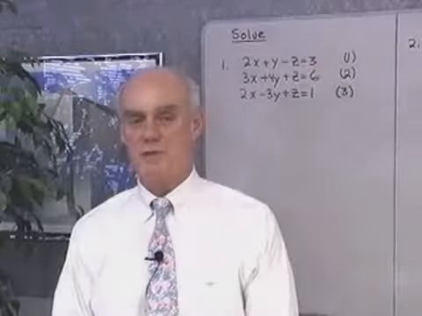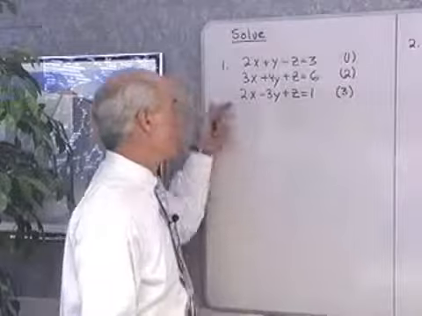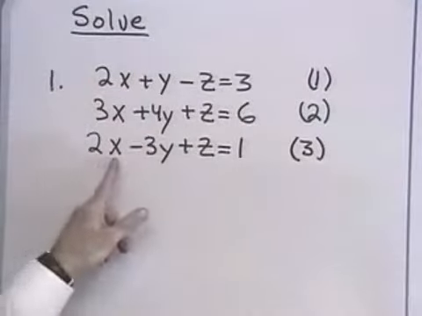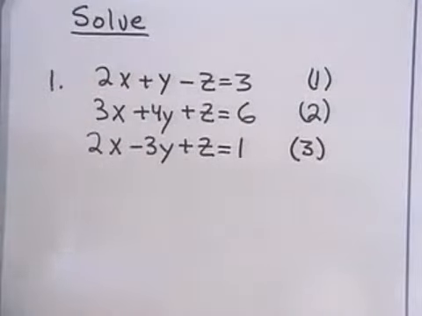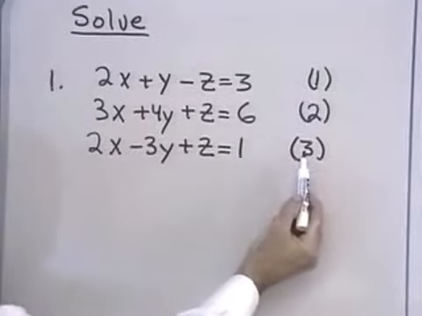In this section, we want to solve systems of linear equations in three variables. So the system consists of three equations, each of which has three variables. So my first system is this, and notice that I've numbered the equations 1, 2, and 3.